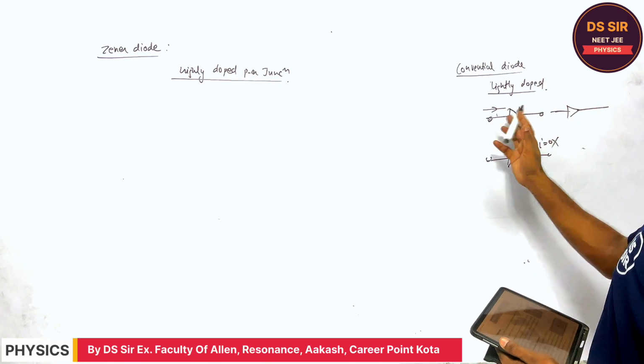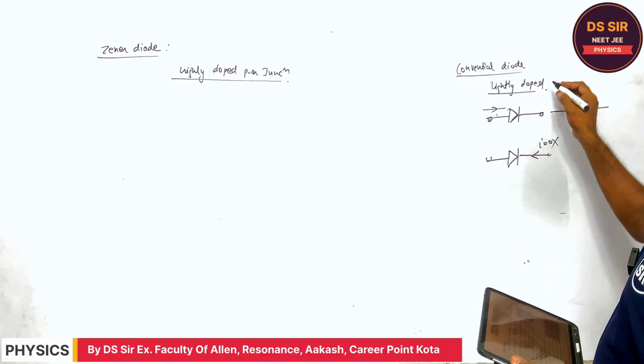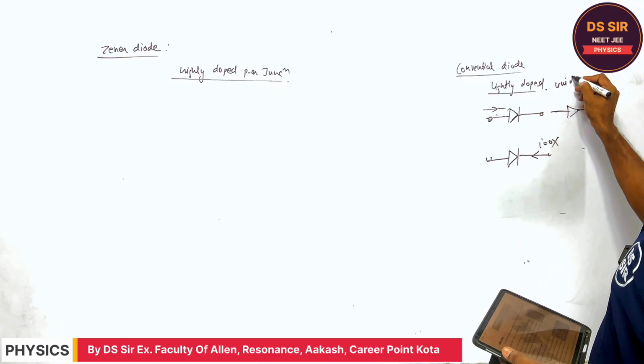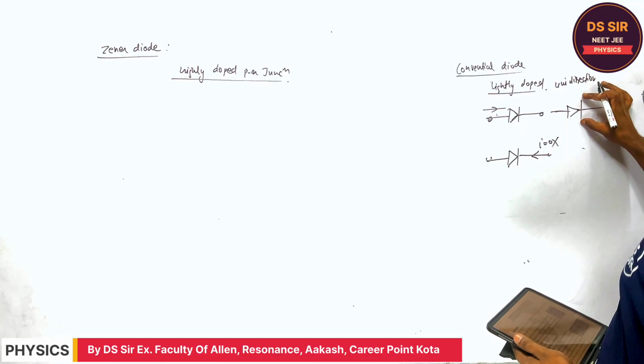It is the arrow. Arrow means the current can flow in one direction. This is the unidirectional device. Unidirectional. Are you getting or not? And this is the barrier.